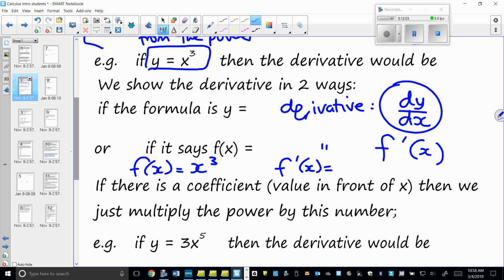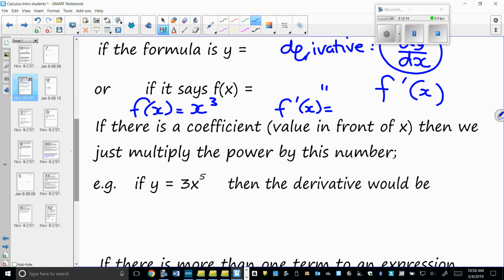Okay? Sarah, what did you say? That when you're differentiating it, it means finding the gradient. Finding an expression for the gradient. Yes. Yeah. These are all good questions. These are all important. You need to understand what we're actually doing and why we're doing it.